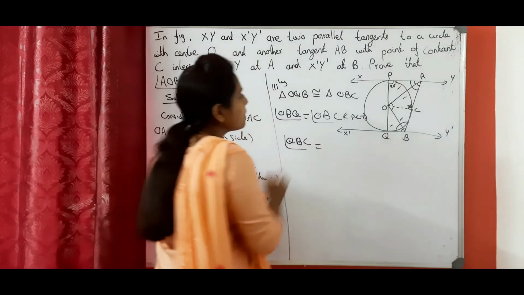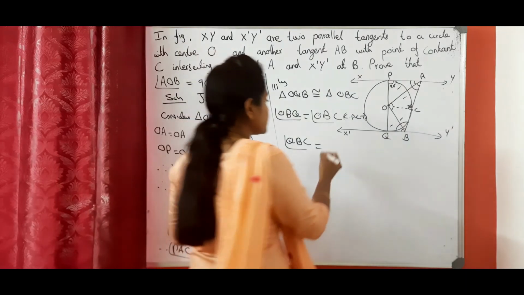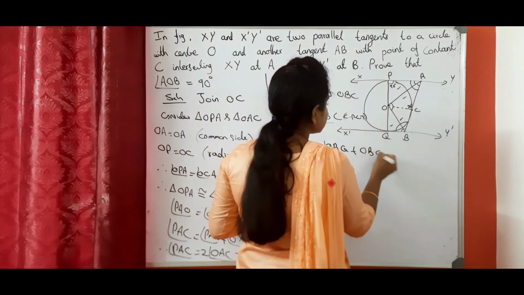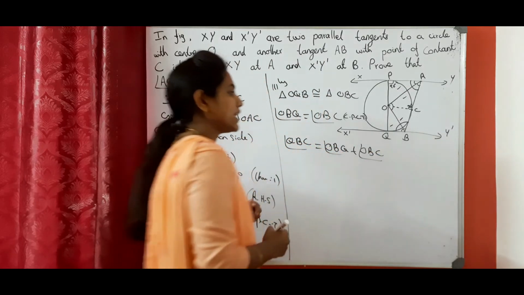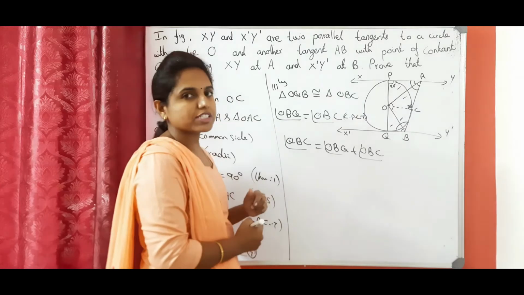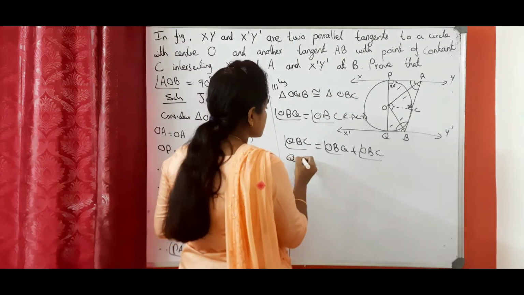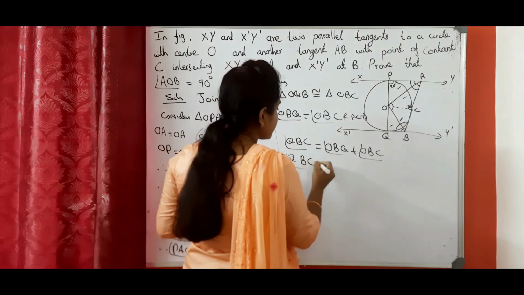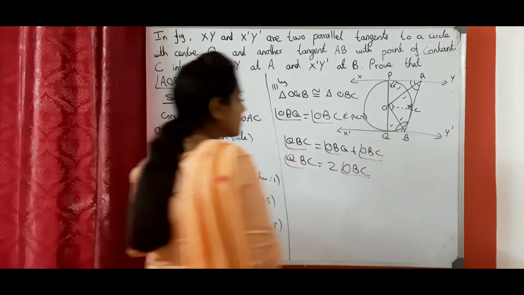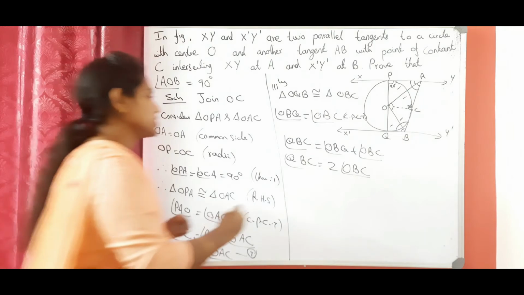Now you consider the full angle QBC. QBC equals, we can write, OBQ plus OBC. Just now we proved both are equal, right? So instead of this again we can write OBC. We will get 2 times, right? So QBC equals 2 times OBC. This is equation number 2.